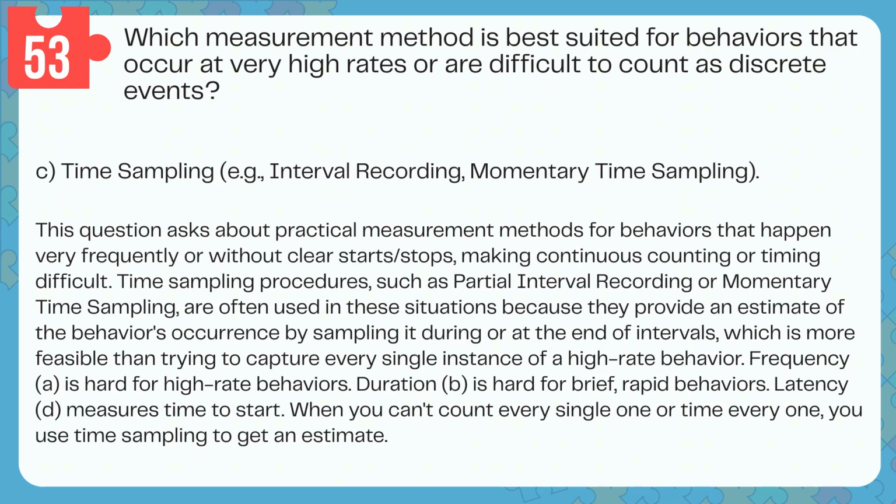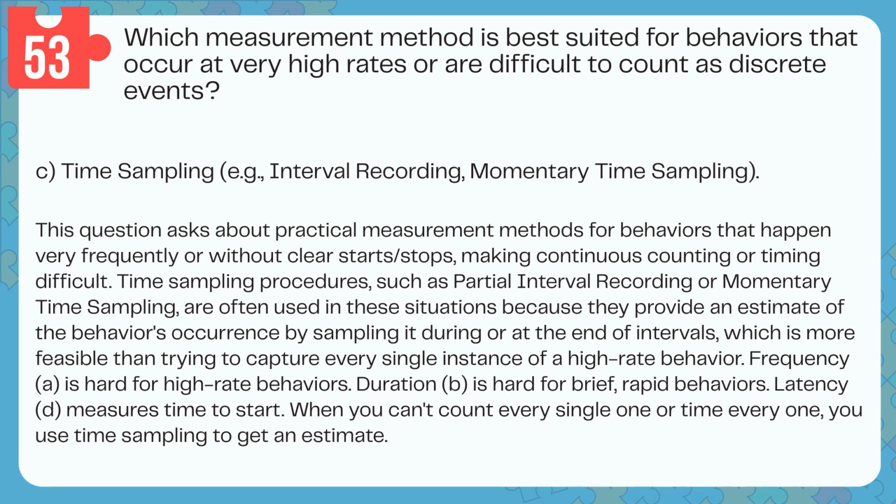Answer C. Time sampling, for example interval recording, momentary time sampling. This question asks about practical measurement methods for behaviors that happen very frequently or without clear starts and stops, making continuous counting or timing difficult. Time sampling procedures, such as partial interval recording or momentary time sampling, are often used in these situations because they provide an estimate of the behavior's occurrence by sampling it during or at the end of intervals, which is more feasible than trying to capture every single instance of a high-rate behavior.